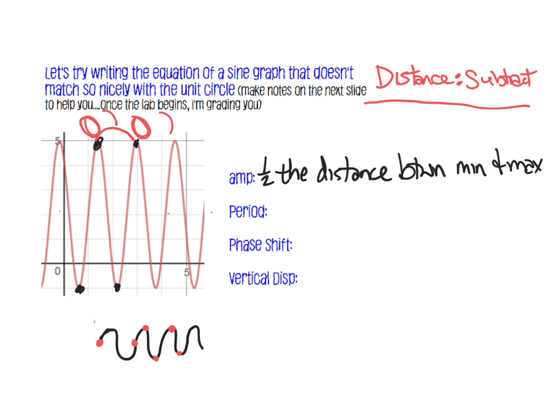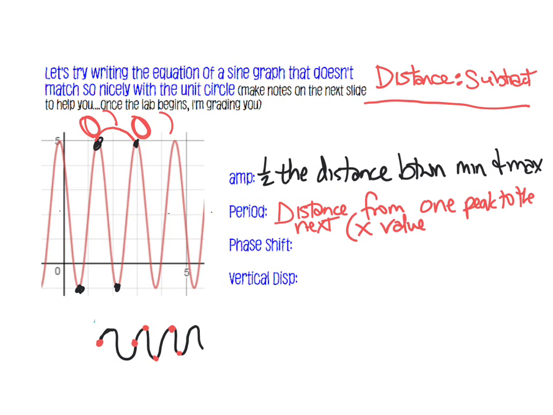Okay, so this is what you want to jot down to find the period. That is the distance from one peak to the next. We already said that when we're doing a distance, we're going to subtract, so I don't think we need to say it again. Distance from one peak to the next. Maybe make a note to yourself that that's an x value that you're looking at. Up here on amplitude, maybe make a note to yourself that's a y value that you're dealing with.